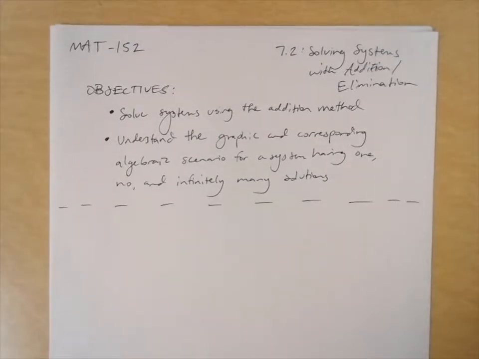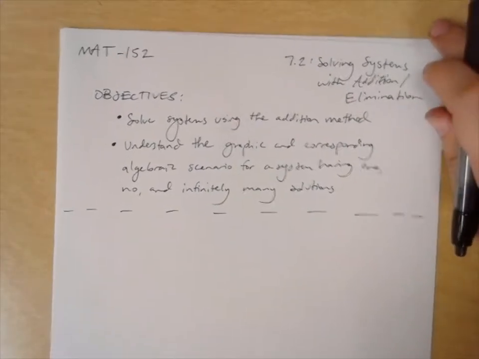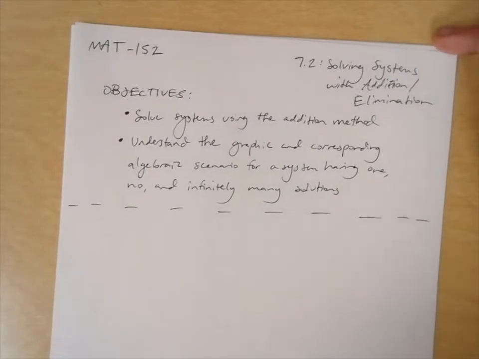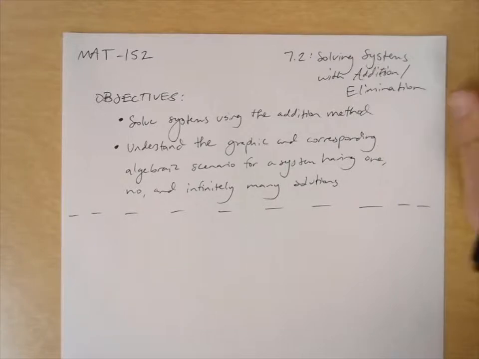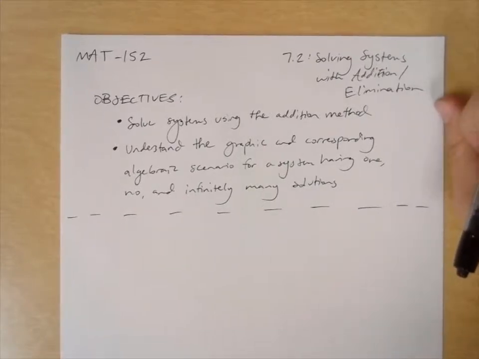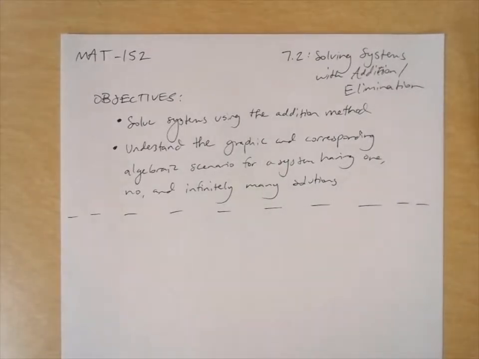Alrighty, hello everybody. Welcome to chapter 7.2. We're going to solve systems again, but we're going to use the addition method. And that is one of our objectives, just learning how to use that, kind of reviewing it, because I'm sure you guys have gone over this before. And I really want to also reiterate the graphic and corresponding algebraic scenario for when a system has one, no, and infinitely many solutions.